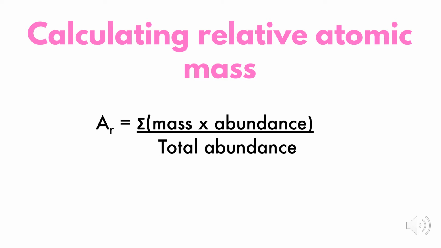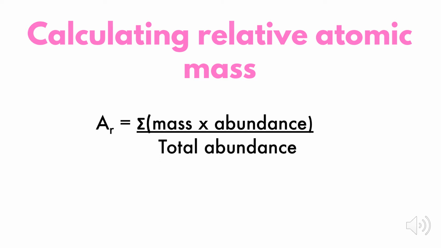So this equation is going to be important for our lesson today, but it's also important for the topic of mass spectrometry in general and for other calculations that you might do. Now for this lesson, we're not going to use this equation to calculate the relative atomic mass. Instead, we're going to use it to calculate the abundances of two isotopes.